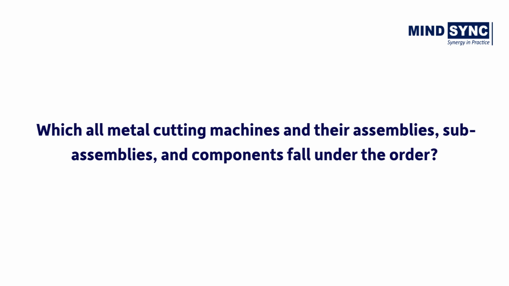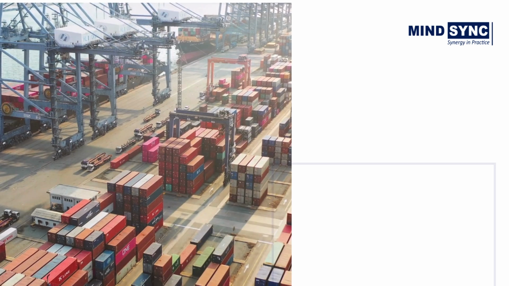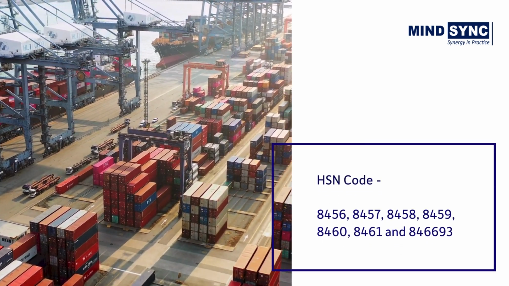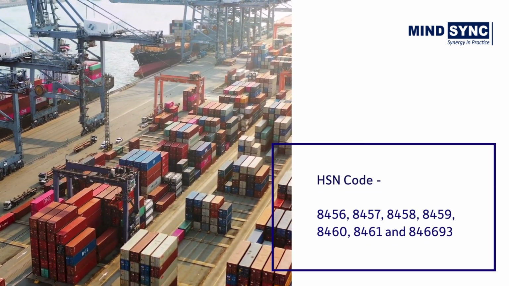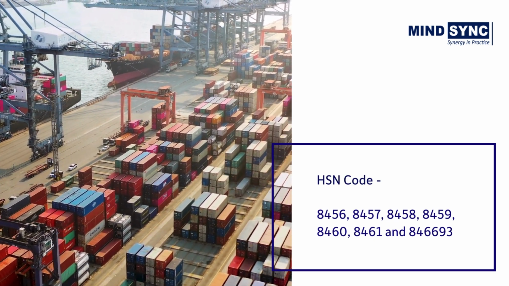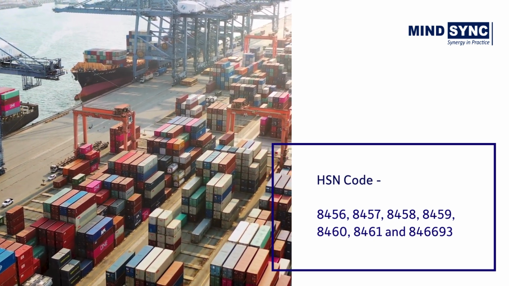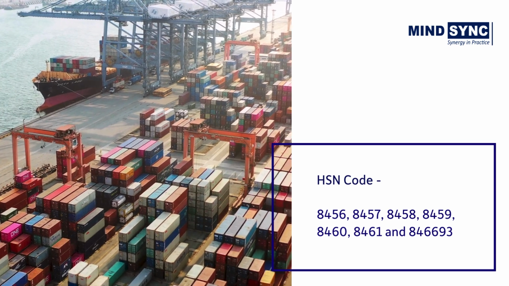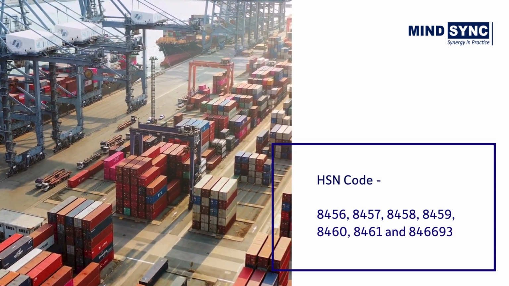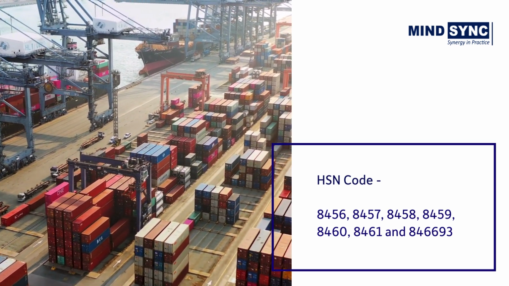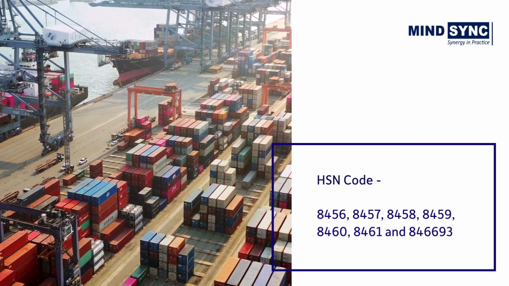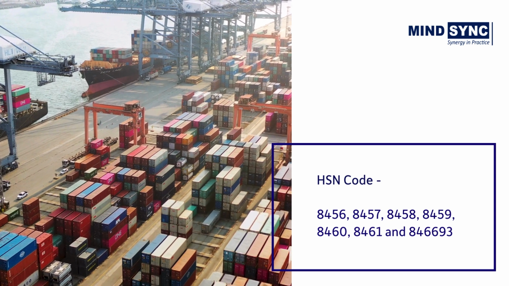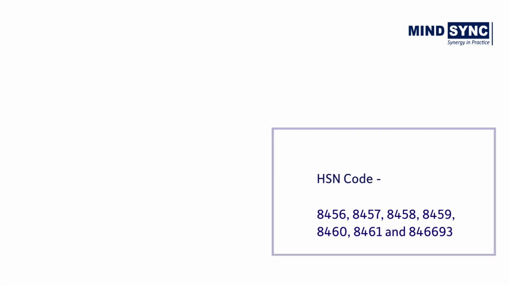Let's begin by identifying which metal cutting machines and their assemblies, sub-assemblies, and components fall under the mandatory BIS certification order. To make this classification easier, we can divide the products into specific HSN codes. All products falling under the following HSN codes will require mandatory BIS certification. If your product falls into any of these categories and codes, you are now mandated to obtain BIS certification.